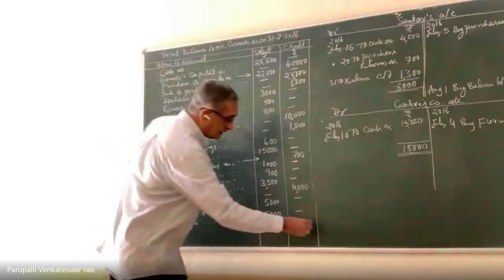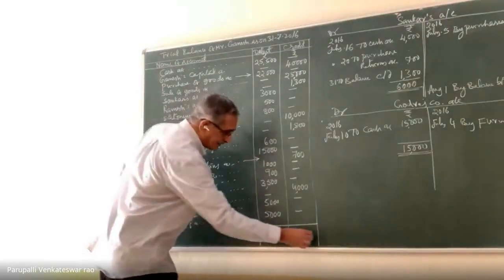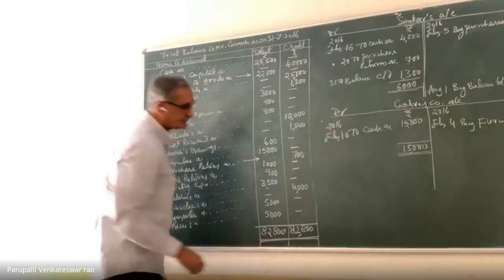Now make the total of debit and credit. The debit total is 82,800. The credit total is also 82,800.